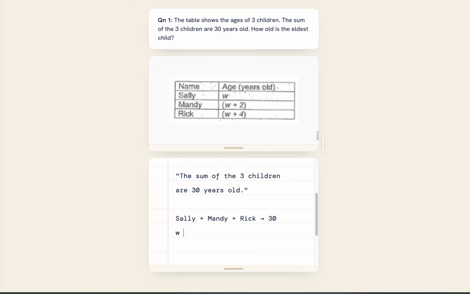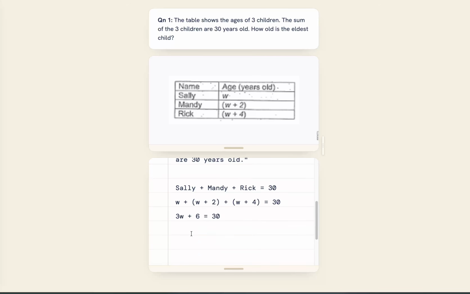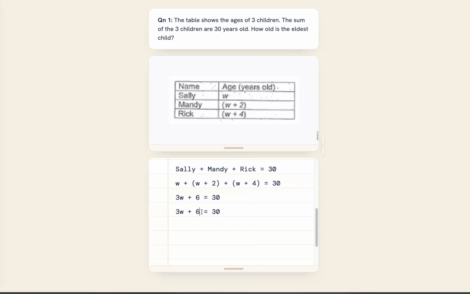So we know Sally is W, and then Mandy is bracket W plus 2, and then plus Rick is W plus 4, equal to 30. So this means it's 3W plus 6, which is equal to 30. If we were to minus 6 on each side of the equation, this will be equal to 3W equal to 24. And then 1W is equal to 24 divided by 3, and this will become 8.